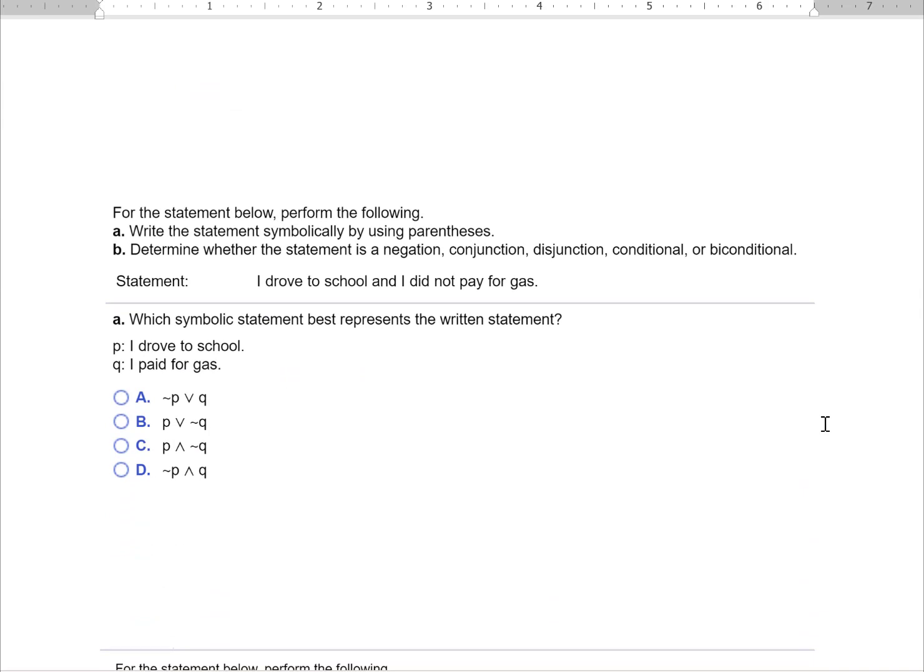For the statement below, perform the following. Write the statement symbolically using the parentheses, and then determine whether the statement is a negation, conjunction, disjunction, conditional, or biconditional. So the statement is, I drove to school and I did not pay for gas. The simple statements are P, I drove to school, and Q, I paid for gas. We notice in this statement, we're negating that Q statement, and our connective here is an and. So we're looking for P and not Q, which is choice C. And so this compound statement is a conjunction.